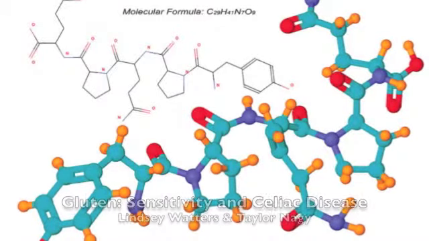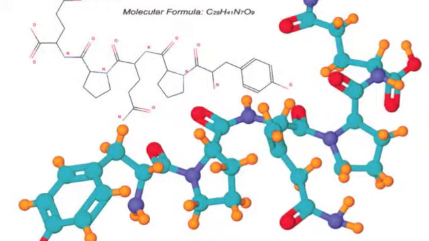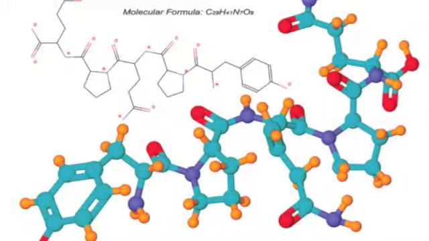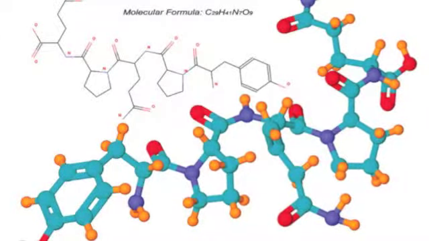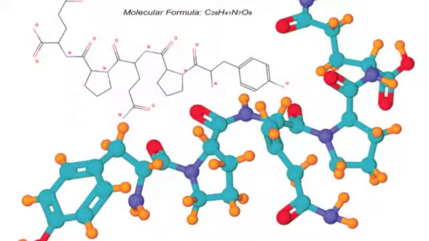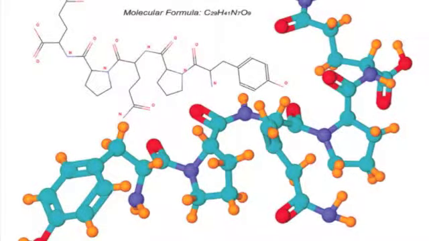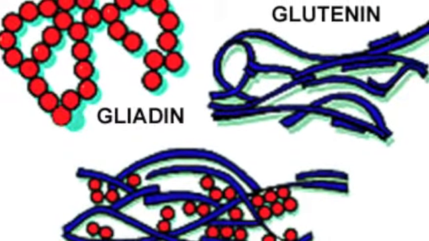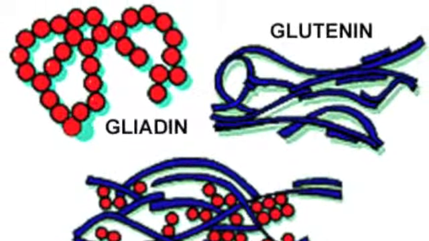Part 1. What is gluten? Gluten is an amorphous organic protein found in combination with starch in the endosperm of cereals such as wheat, rye, and barley. 80% of the proteins in wheat are composed of gliadin and glutenin, which are two subcomponents of gluten.